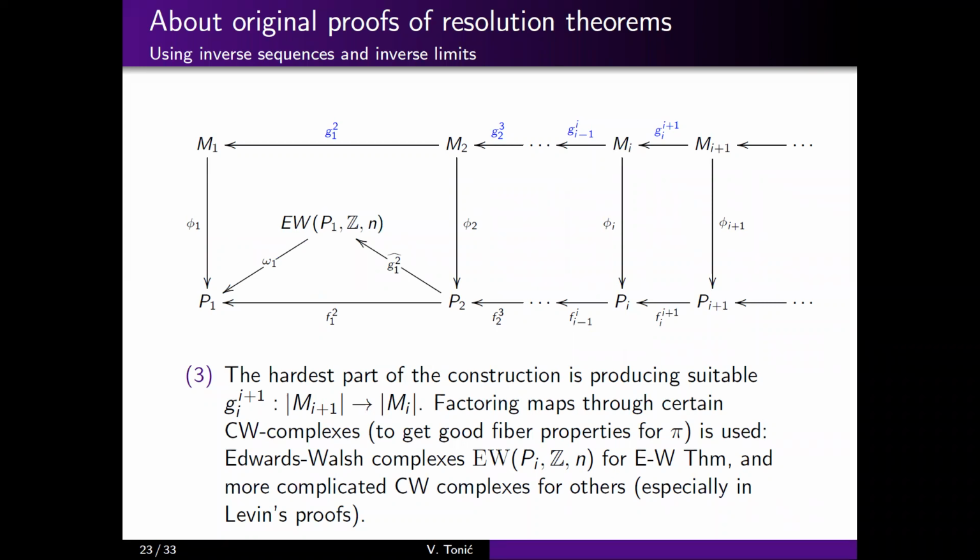And the way they are produced is by factoring these maps on the bottom through certain geometric objects, which are built based on algebraic topology properties that you wish. And those, for example, for the group Z, are called Edwards-Walsh complexes. And they are fairly complicated because in building them, you start on a skeleton here, and then you attach K(Z,n)s to some simplices in it, and then you attach more cells to achieve more algebraic properties. So even for Z, it's not such an easy object to describe.